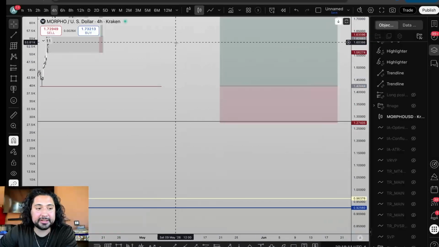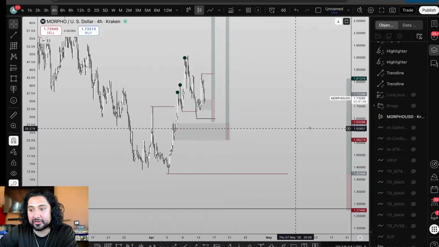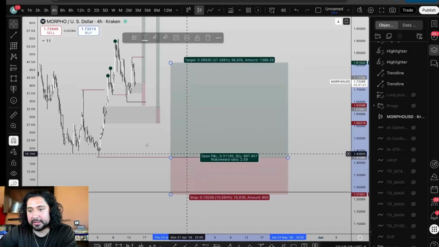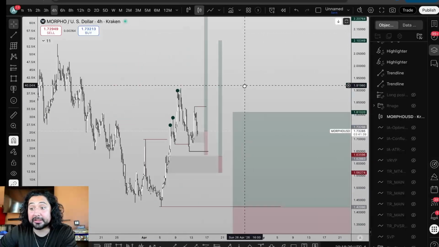Again, this coin is new. I don't really know what's up. I'm just going based off the structure. But yes, pretty much the last long would be right here on the low to get another SFP, possibly.